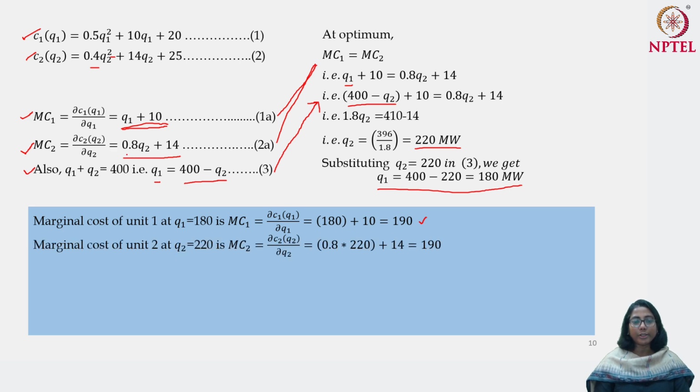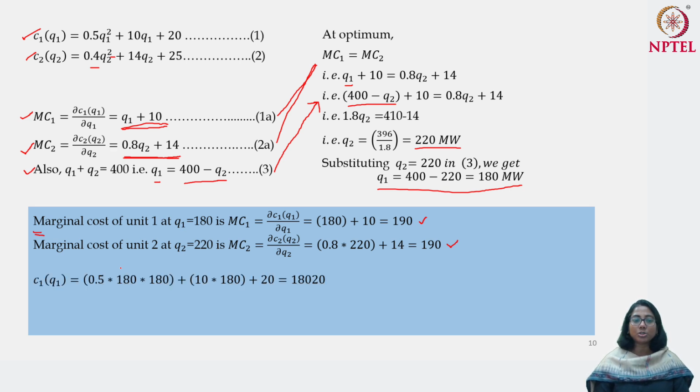For the second one, you have to put this 220 here. So it's 0.8 multiplied by 220 plus 14. This also results in 190. So what you see is that the marginal cost of the first plant is equal to the marginal cost of the second plant at the point of optimum production. So one check is done.